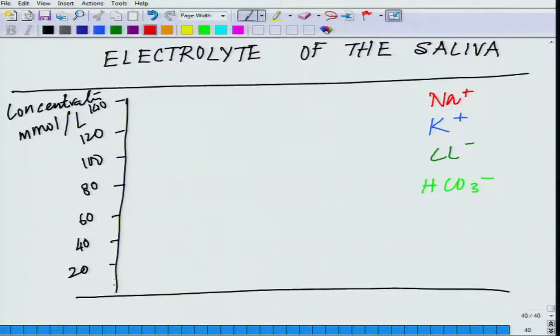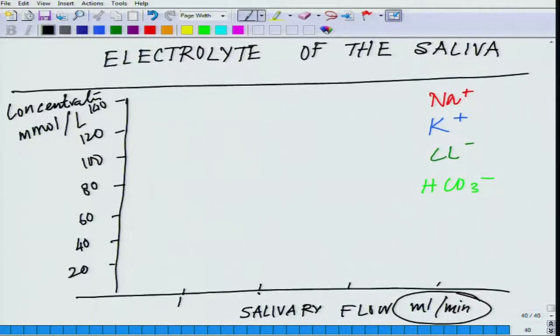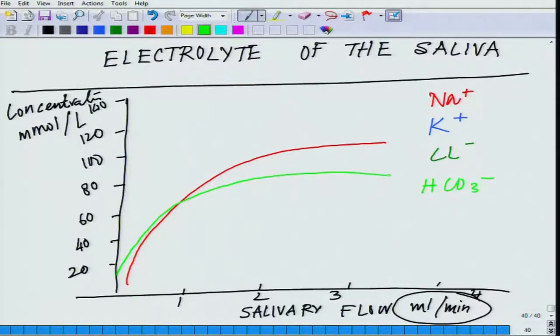So, if you look at it, let us talk about the sodium. Sodium concentration is something like this. By the way, the y axis is showing your salivary flow in ml per minute: 1, 2, 3, 4. So, 1 ml per minute likewise. If you look at the profile of sodium, it goes up as the secretion proceeds. And the HCO3 profile also follows a very similar trend like sodium, but at a slightly lower concentration, like this.